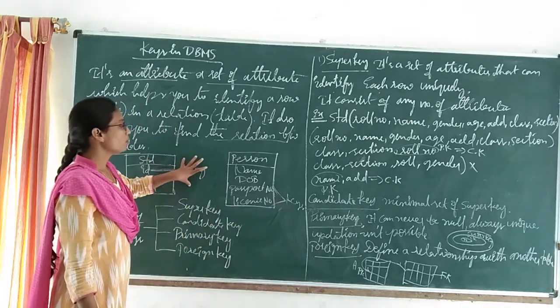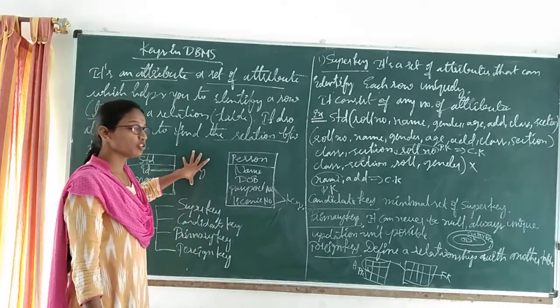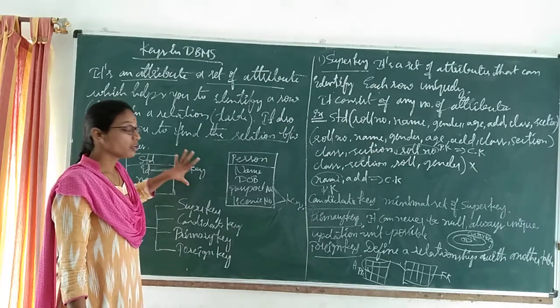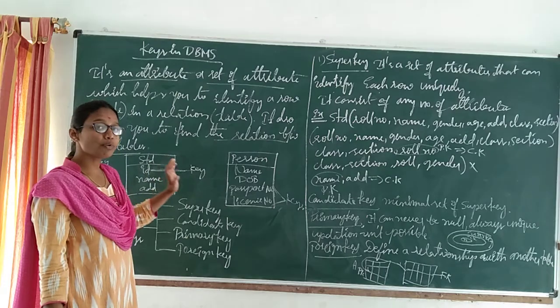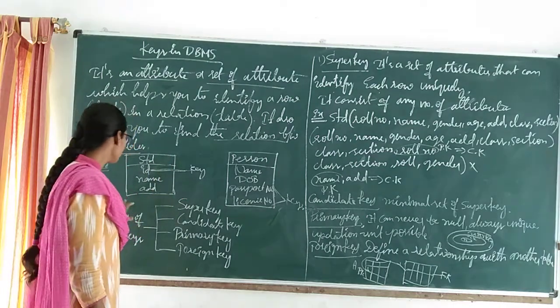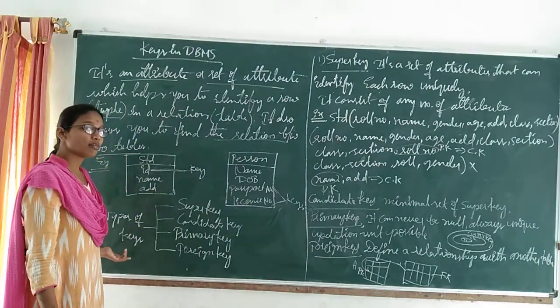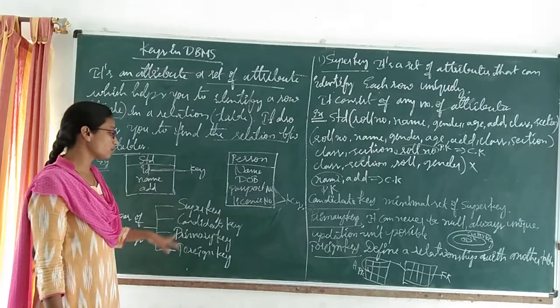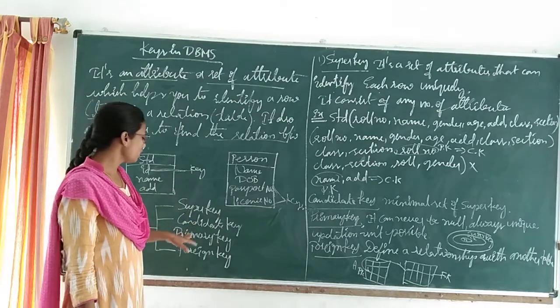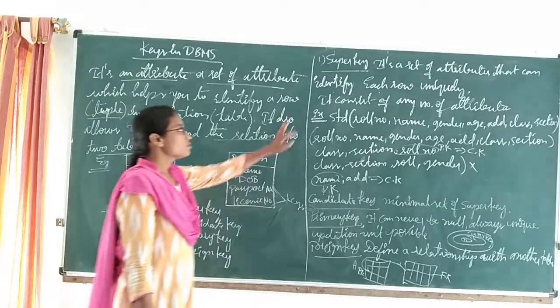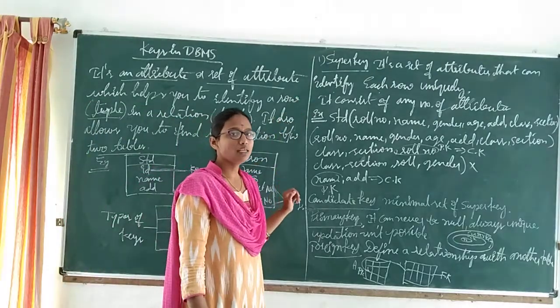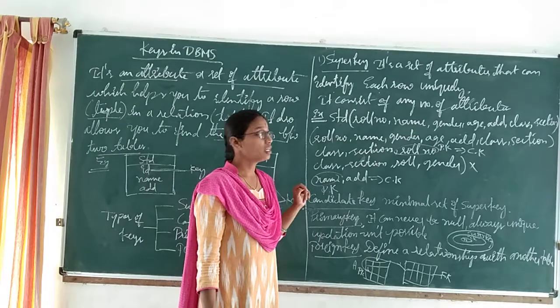What we are learning in this topic, the main purpose, is to find out the keys and the importance of keys. There are four types of keys: super key, candidate key, primary key, and foreign key. Let us see the first one, the super key.